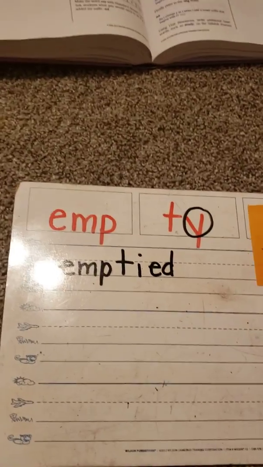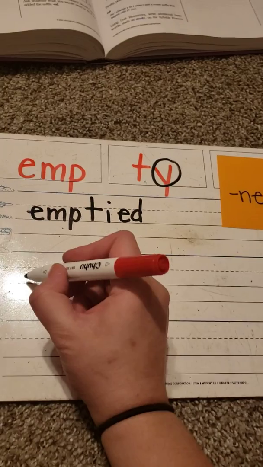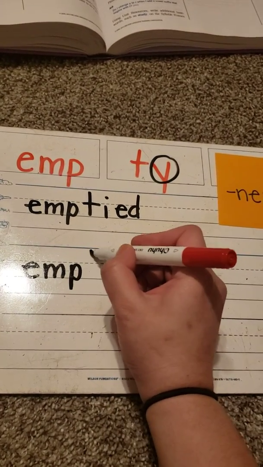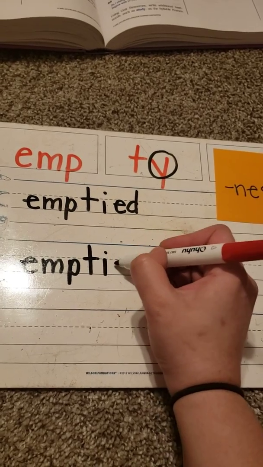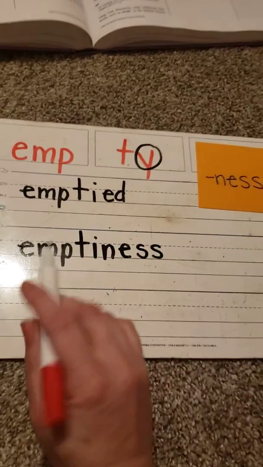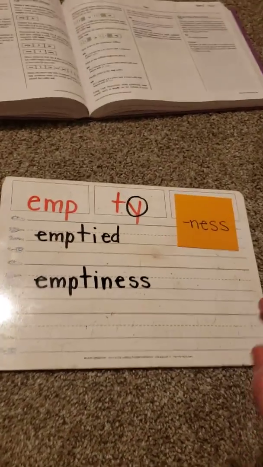Let's go ahead and try it with NESS, because ED is a vowel suffix. What about a consonant suffix? Well, same kind of thing. E, M, P, T, I, N, E, S, S. Emptiness. Okay, same kind of thing.